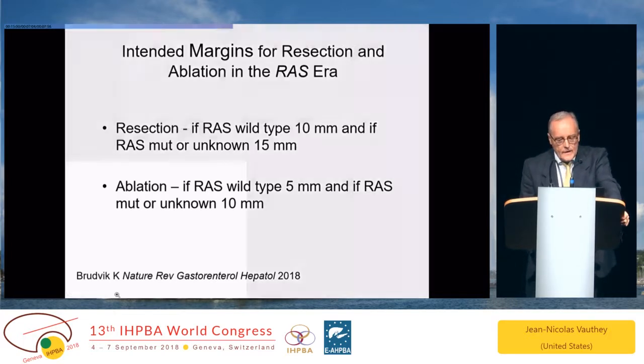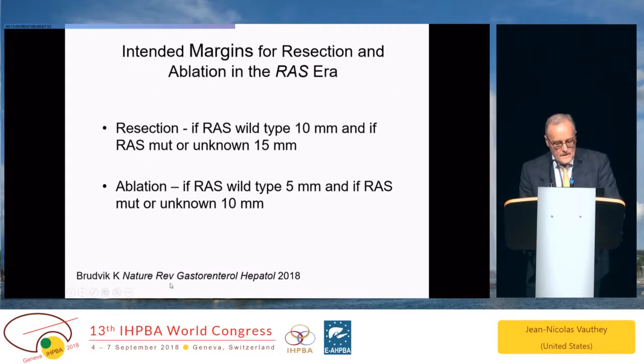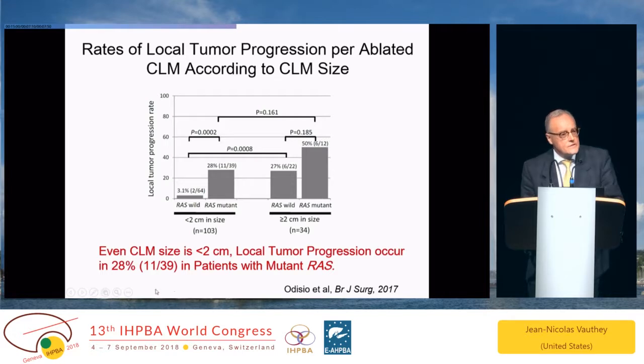Now for ablation, we also have data, and we used to use a 5 millimeter margin for ablation. Now we use 10, and why? Because of our data from our interventional radiologist. Up until 2017, we were using a 5 millimeter margin, and even in small tumors we had a very high local recurrence in patients with RAS mutant, and even higher, 50%, in patients with RAS mutant.